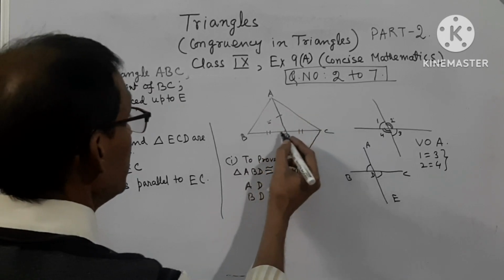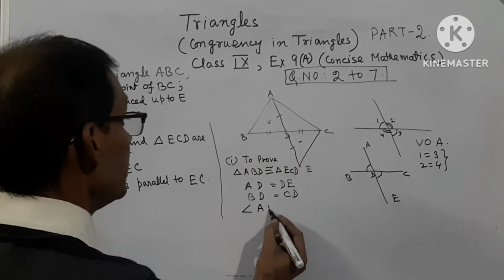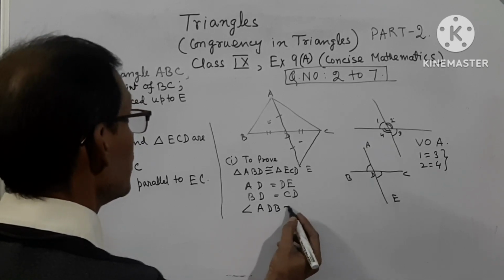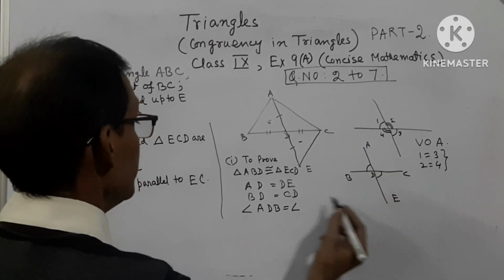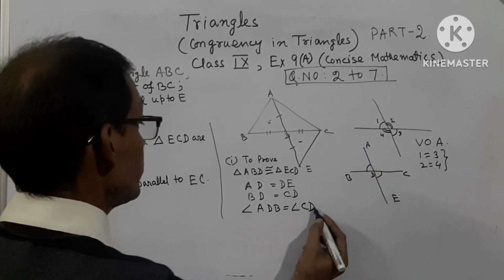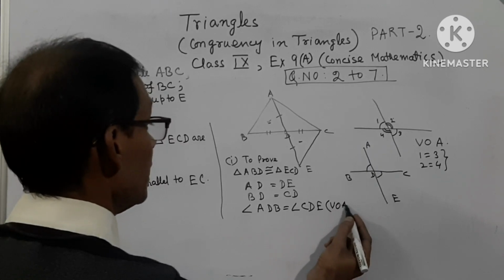So angle ADB equal to angle CDE, and you can write vertical opposite angle.